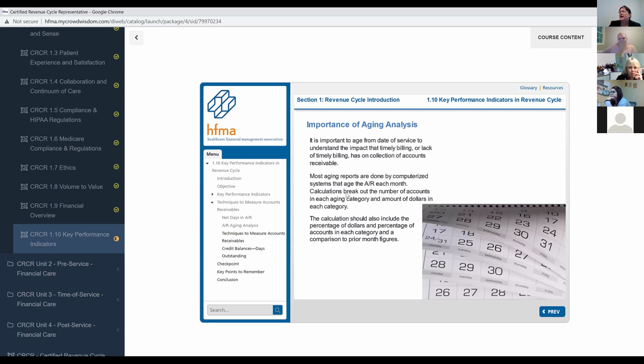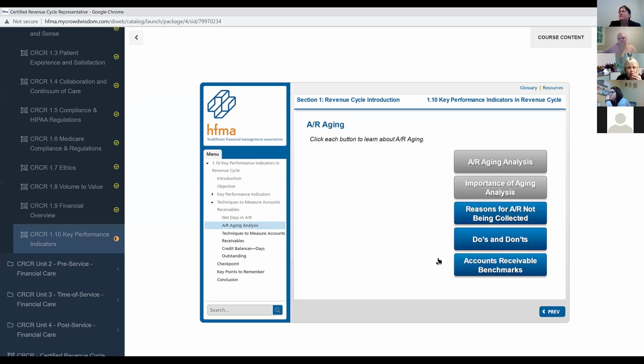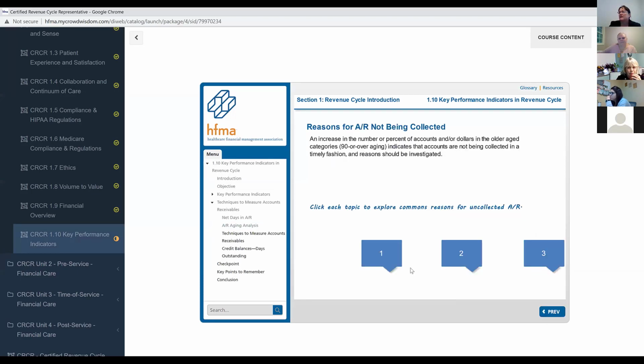So reasons for AR not being collected, there's a few different reasons why your AR would not be collected. And I think we spoke a lot in the beginning, and I think it comes up in later sessions as well. The importance of completing the pre-admission information and making sure that the patient's record is as complete as possible. It will and likely lead to delays in payment or denial of payment, or can lead to the bad debt.